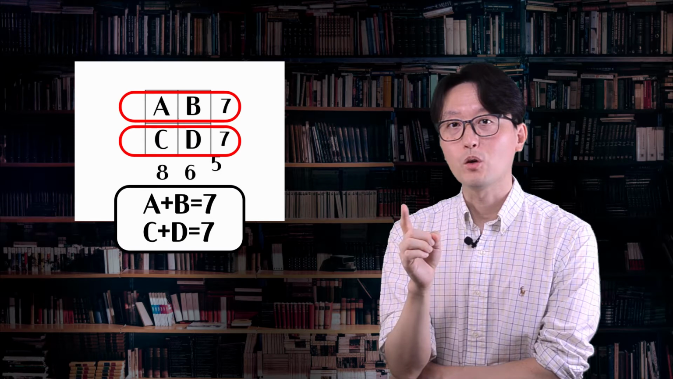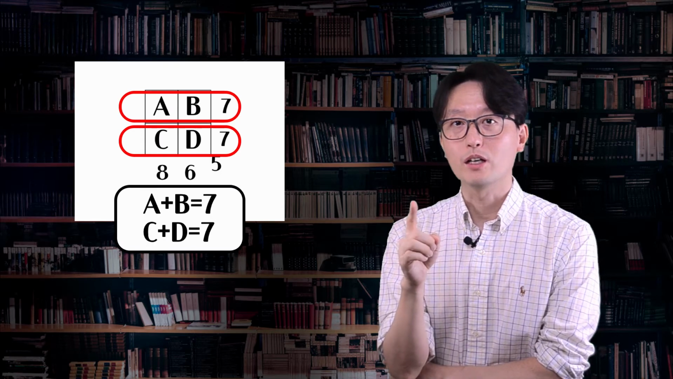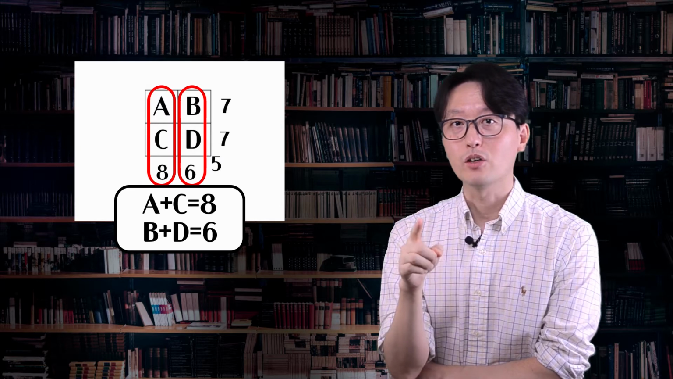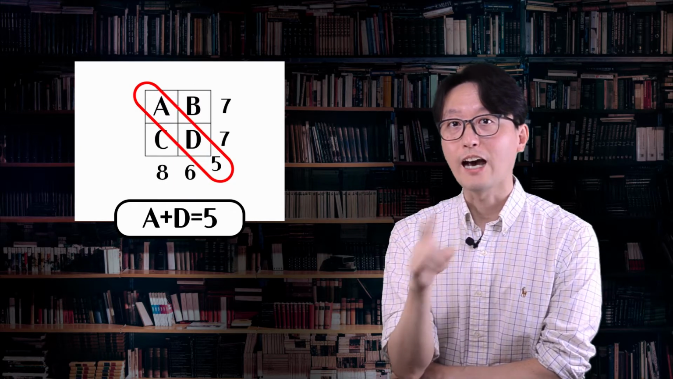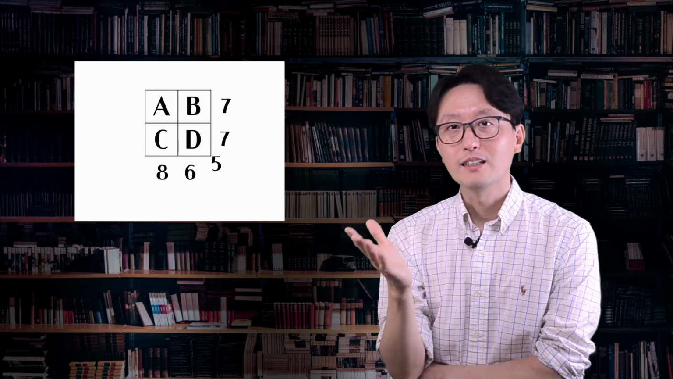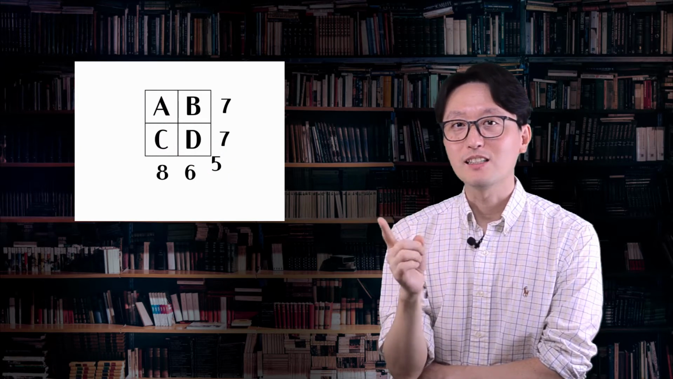For example, if you add a and b, then you're going to have 7. If you add a and c, then you're going to have 8. If you add diagonally, which is a plus d, that is 5. Now, can you find a, b, c, and d?